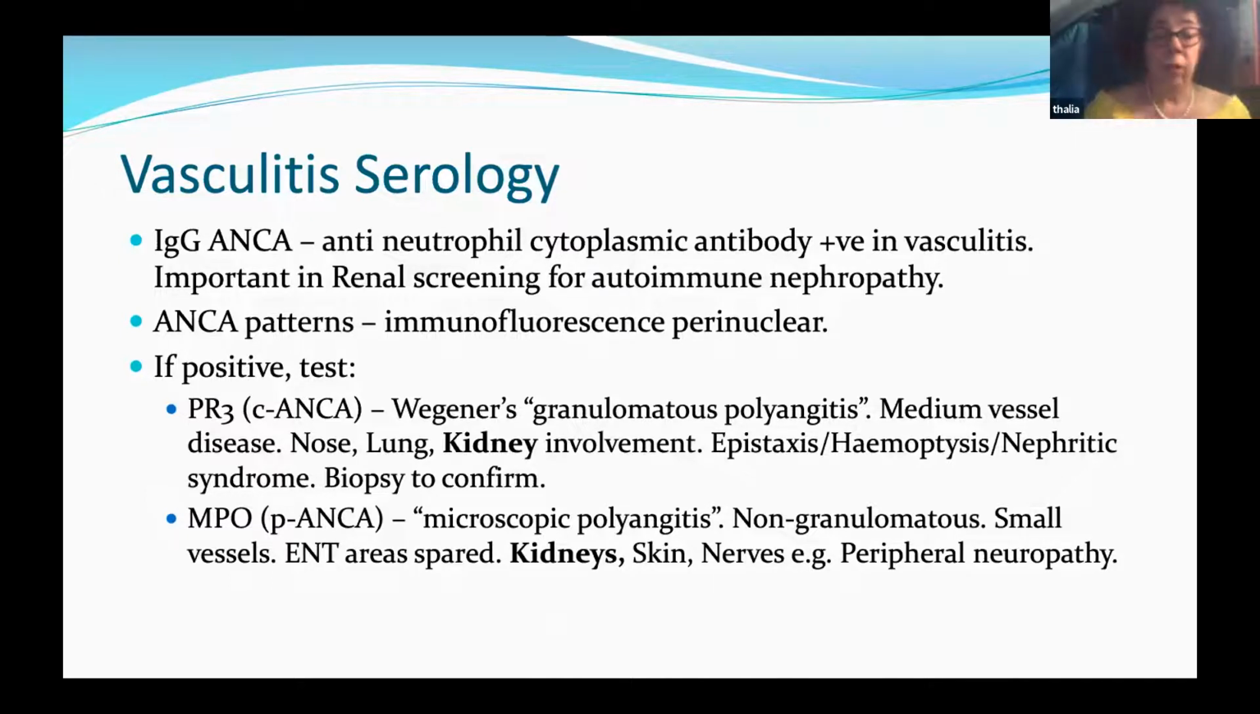C-ANCA or PR3 is seen in Wegener's granulomatosis. It's a medium vessel disease. It affects nose, lungs, kidneys. P-ANCA, or MPO, is related with microscopic polyangiitis, and it affects small vessels. Both can be very serious and can be dangerous for the kidneys. Next, please.